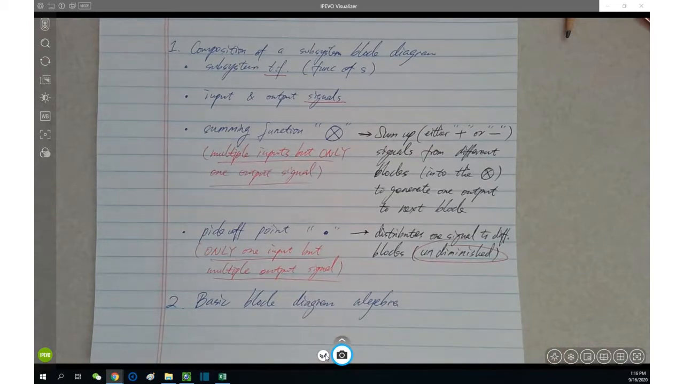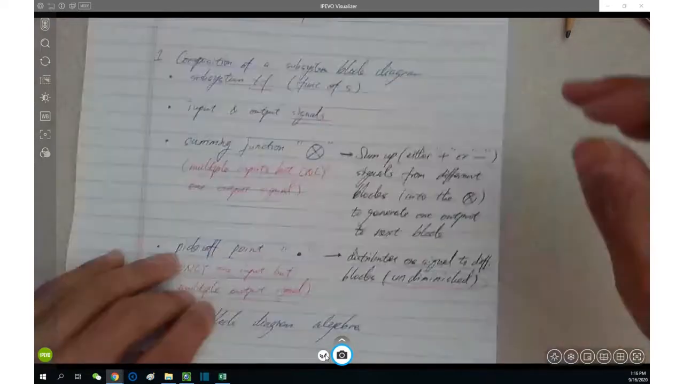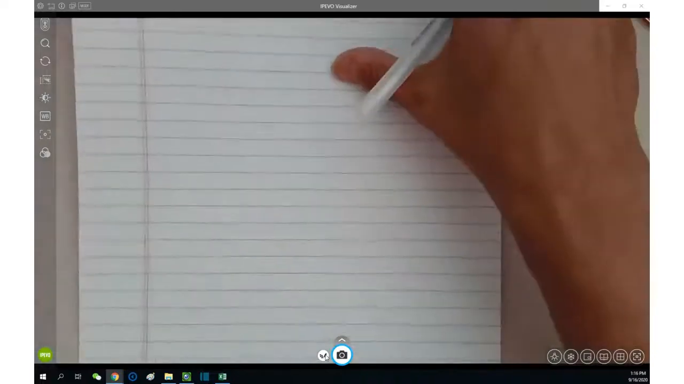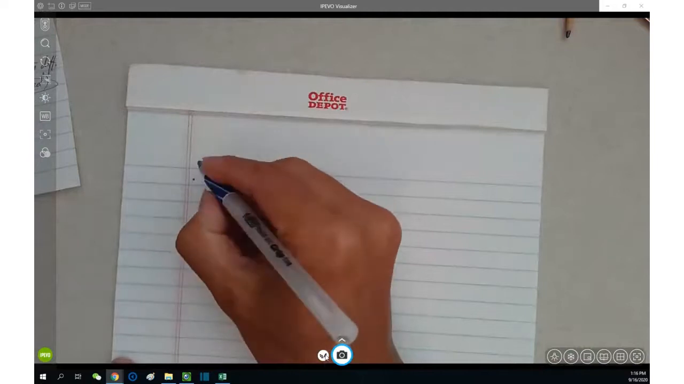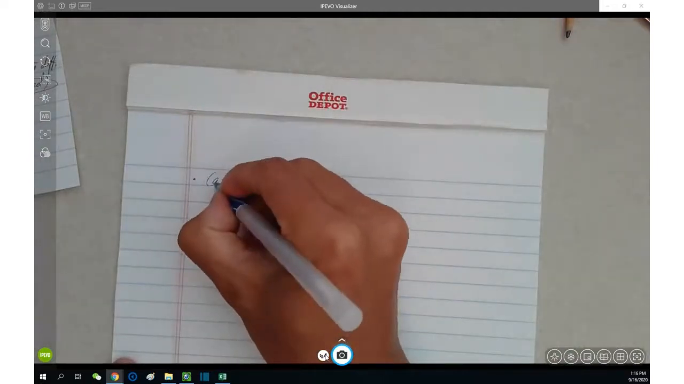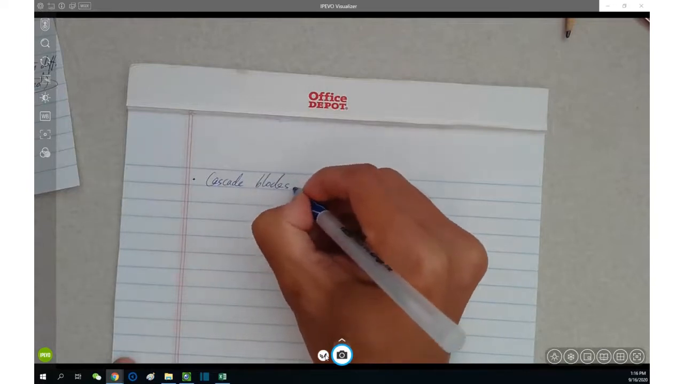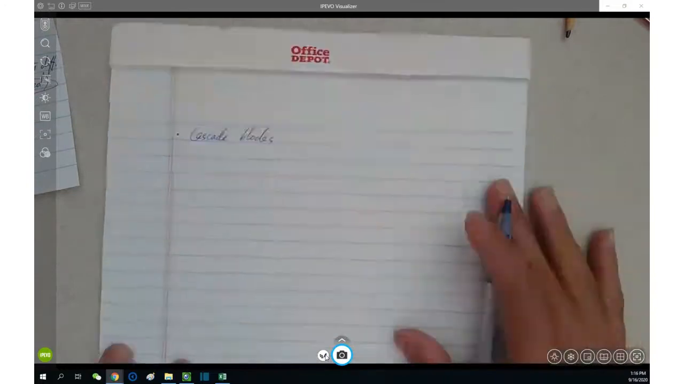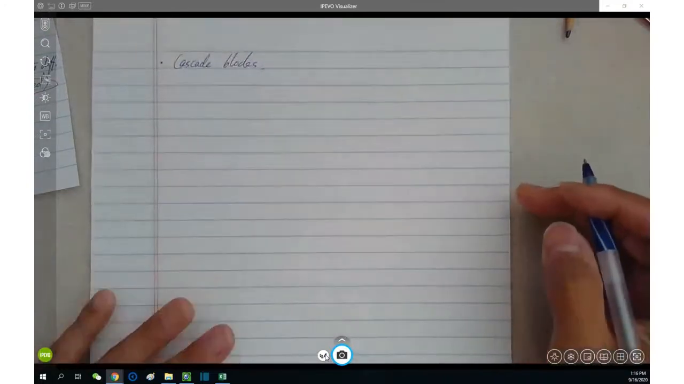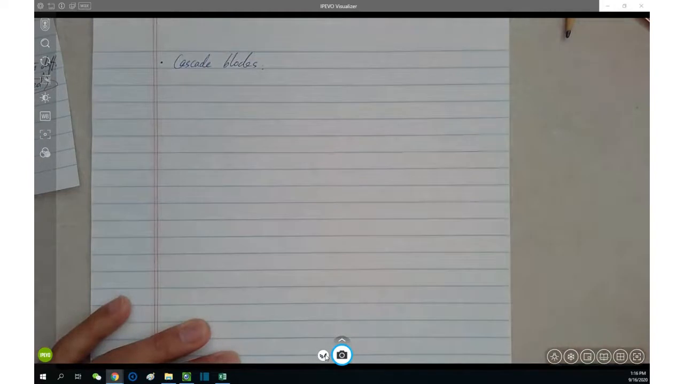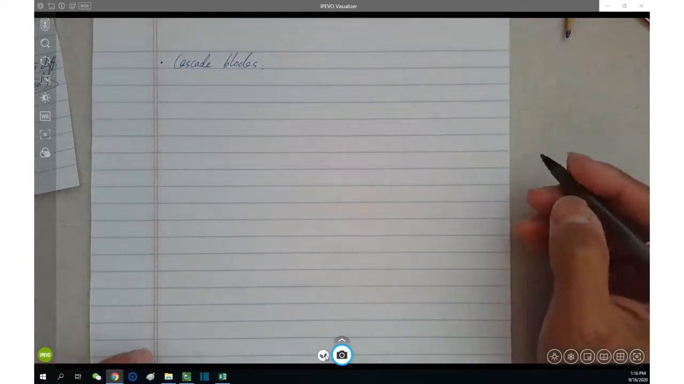Basic block diagram algebra. Okay. Let's see how similar this kind of algebra is to our general math algebra. We could have different scenarios. The first one we call cascade blocks. How to deal with cascade blocks. Now we are seeing real block diagrams for the first time in this class. So what does a typical cascade block look like?